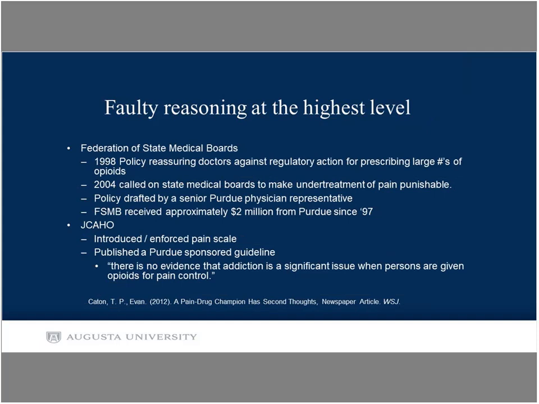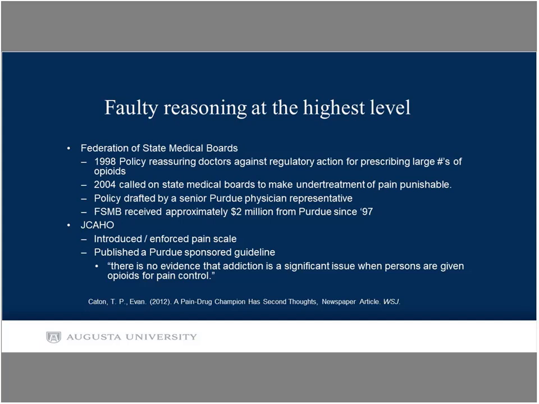And so this led to really faulty reasoning at the highest level. The Federation of State Medical Boards in the late 90s passed a policy reassuring doctors that there would not be regulatory action for prescribing large numbers of opioids. In 2004, they called on the state medical boards to make undertreatment of pain punishable. That particular policy was drafted by a senior Purdue Pharma physician representative. And in fact, the Federation of State Medical Boards received about $2 million from Purdue since 1997.